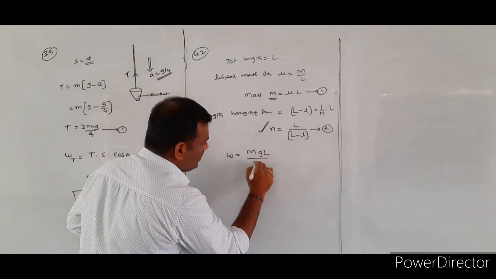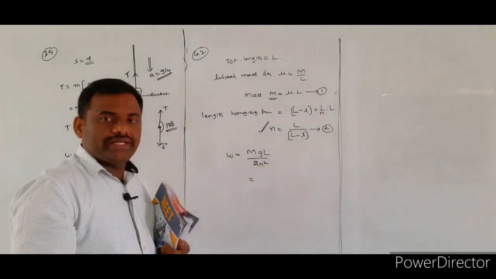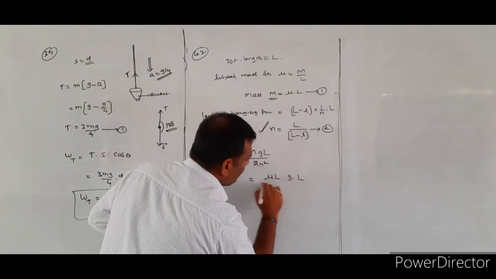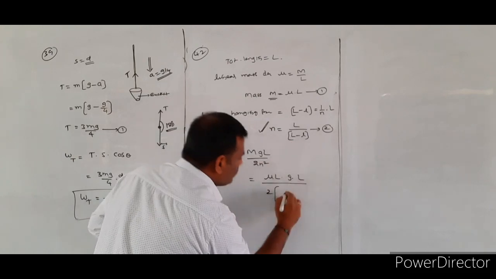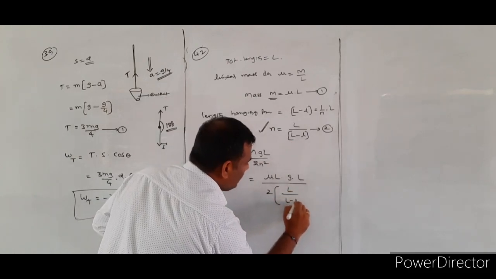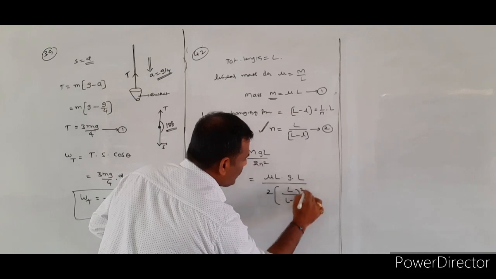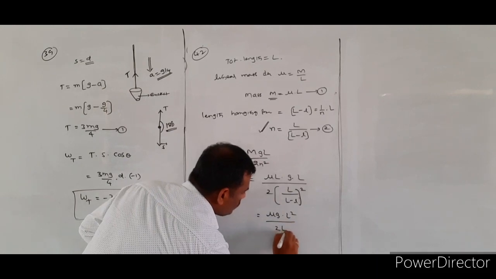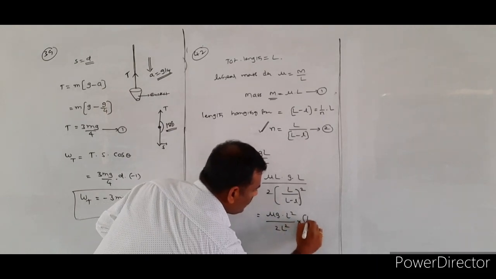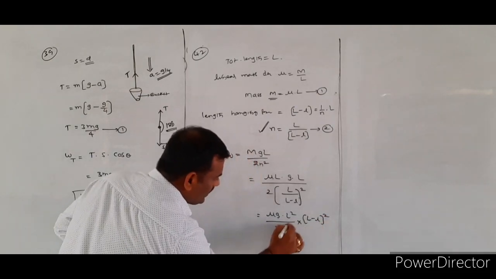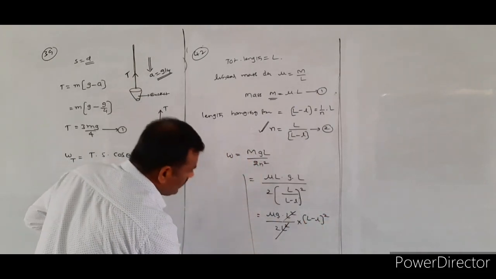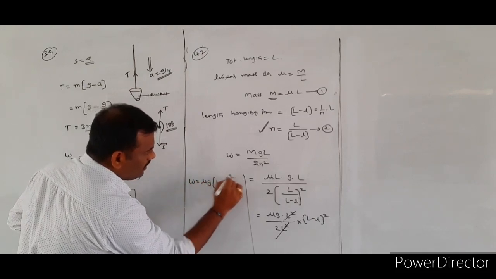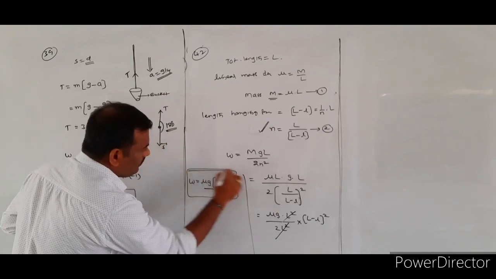Work done is equal to mgl by 2n square. What is the m value here? Mu into L. So mu into L, g into capital L by 2 into, what is the n value? Capital L by capital L minus small l, whole square. If you simplify this, it is mu g L square by 2L square into capital L minus small l whole square. L square will get cancelled. So what is the required equation here? Mu g into capital L minus small l whole square by 2. So this is the required answer.